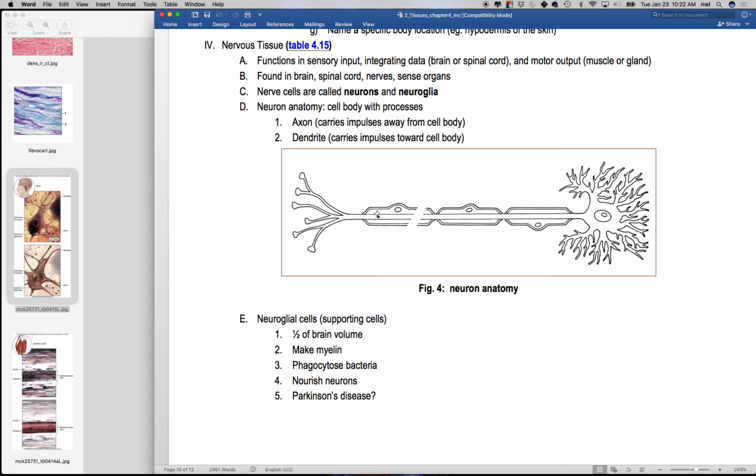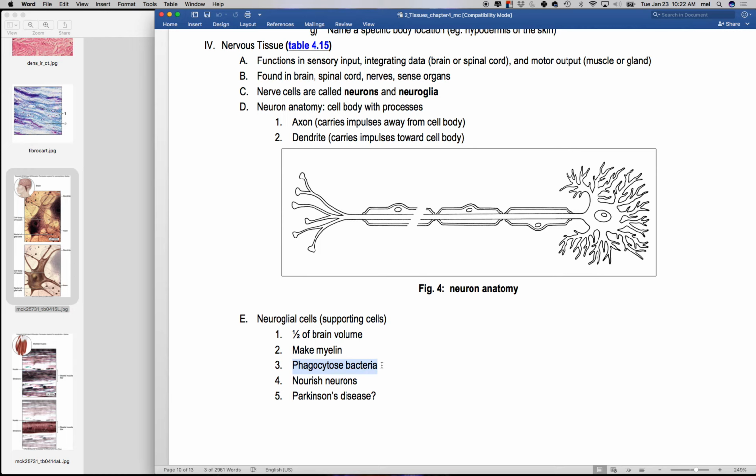Does that make sense? They also are protecting, phagocytosing bacteria, because one of the interesting things about the brain is that with the brain and the spinal cord, you have a blood-brain barrier, which keeps nasty stuff from the blood from getting into the brain tissue. It also keeps white blood cells from getting in there, which means since you don't have the cops, you have to have an internal security staff, and that's glial cells.